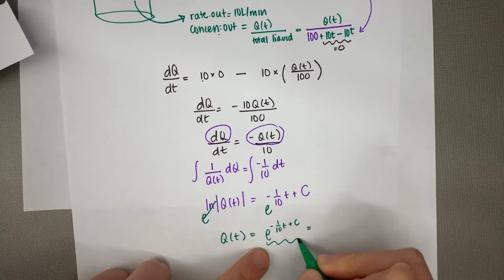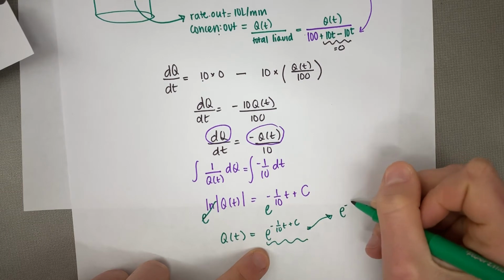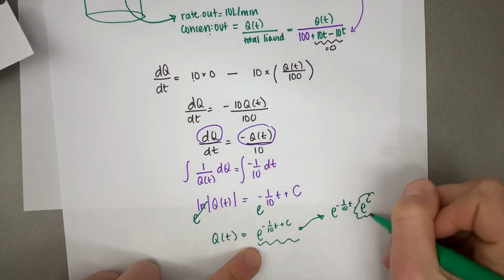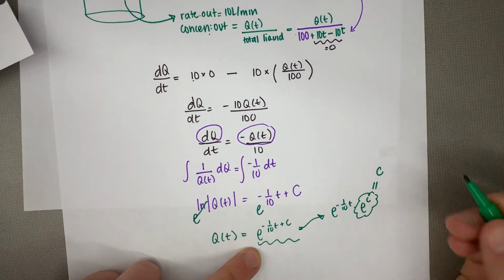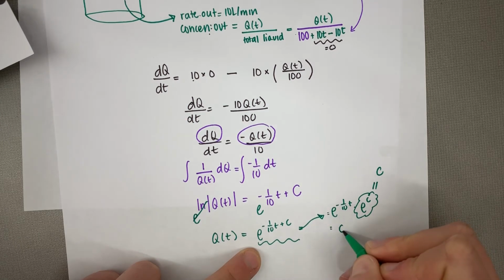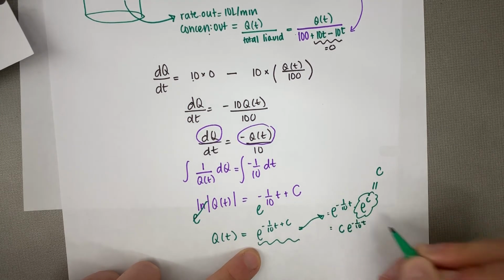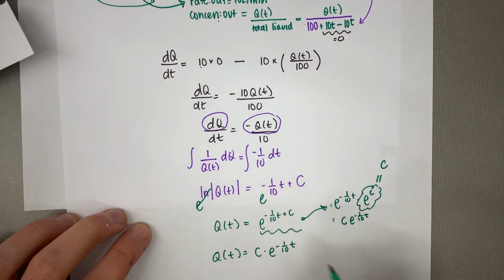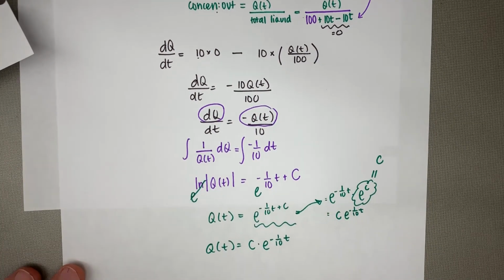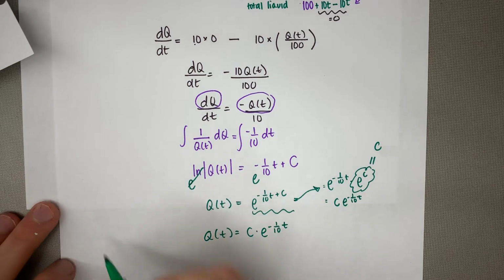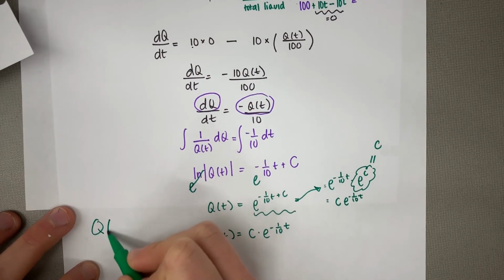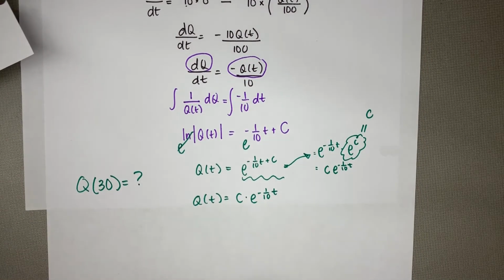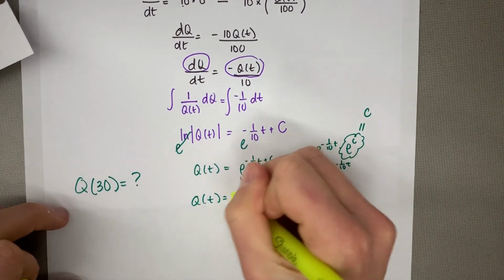Well, we know this piece right here can be rewritten as e to the negative 1/10 t times e to the c, using our exponent properties. This is just a constant, so this can be rewritten as c e to the negative 1/10 t. So Q of t is equal to c times e to the negative 1/10 t. That's a generic equation. Now a reminder that our goal was how much salt will there be at 30 minutes? Well, we can't plug in t equals 30 yet because we still have this c.